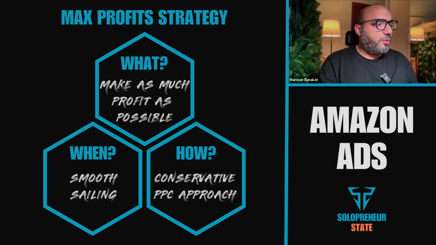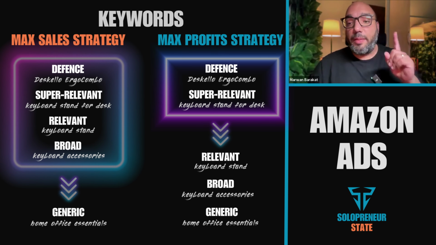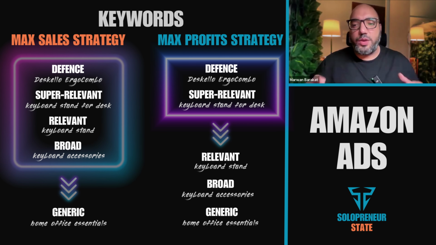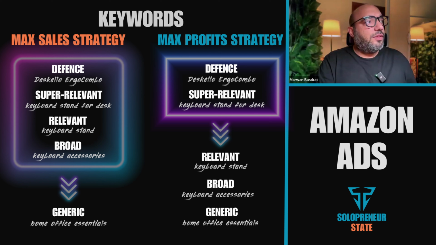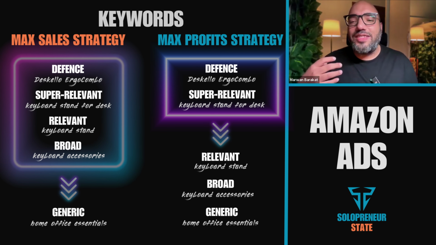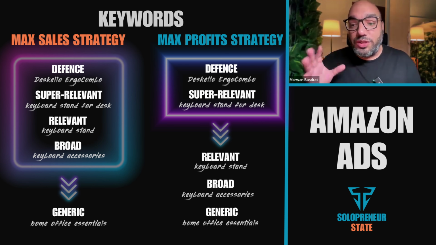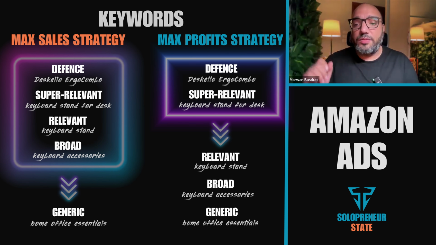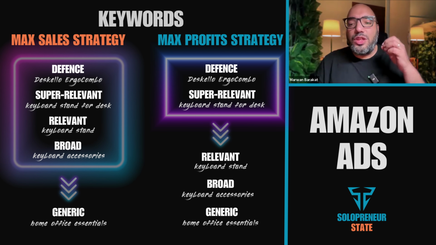Now, let's get to keywords. The first and most important thing: search terms and keywords. These are the biggest things that you need to think of when it comes to Amazon. The first set of keywords are going to be defense keywords. What does this mean? Defense is basically you're defending your own product and your own brand name. For example, for Diskello, the keywords are going to be Diskello. This is one keyword. Diskello Ergo Combo, this is another keyword. Diskello Keyboard Stand. The only purpose here is to defend my own brand.